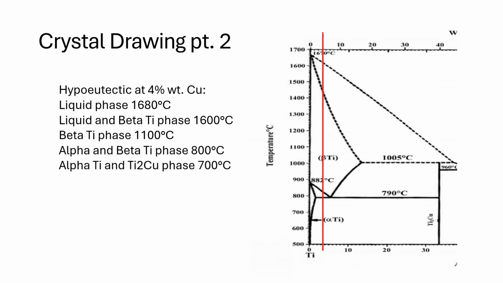Now this is our second point where we are describing the cooling reactions. We chose 4% weight of copper, and it starts at the liquid phase at 680 degrees Celsius, and then it goes into the liquid plus the beta titanium phase at 600 degrees Celsius. Then it drops down to the beta titanium phase at 1100 degrees Celsius, and then it drops into the alpha plus beta titanium phase at 800 degrees Celsius. And finally, it drops down to the alpha titanium 2 copper phase, at 700 degrees Celsius.